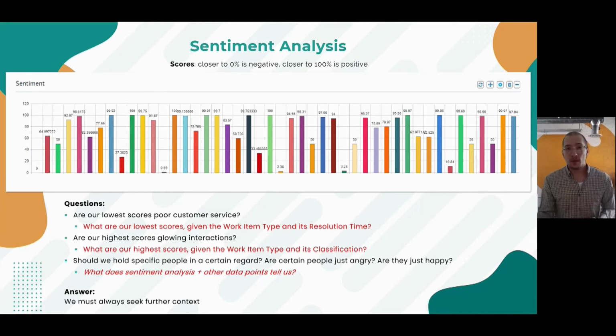The same is true on the inverse. What is the context of the highest score? Do people love us? Do they like the resolution time? Do they like the completion time? Are they happy with the product that they're referring to? Again, it can go a bunch of different ways.